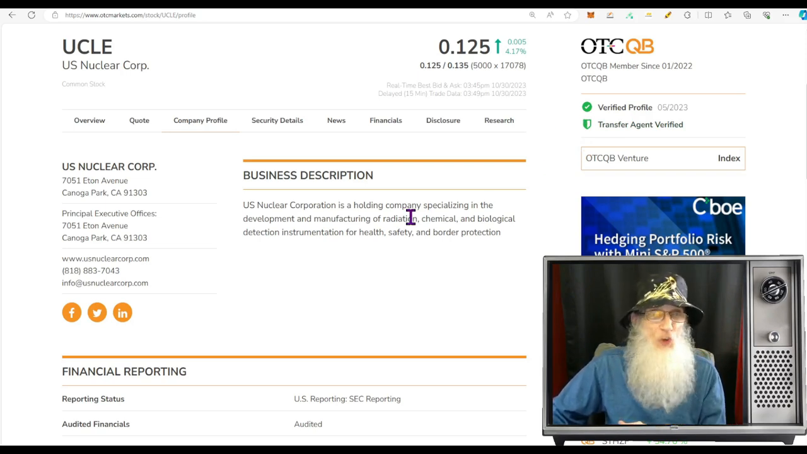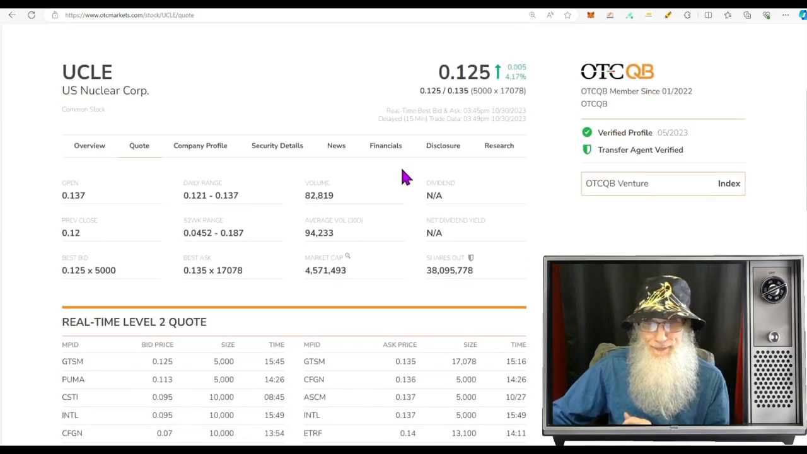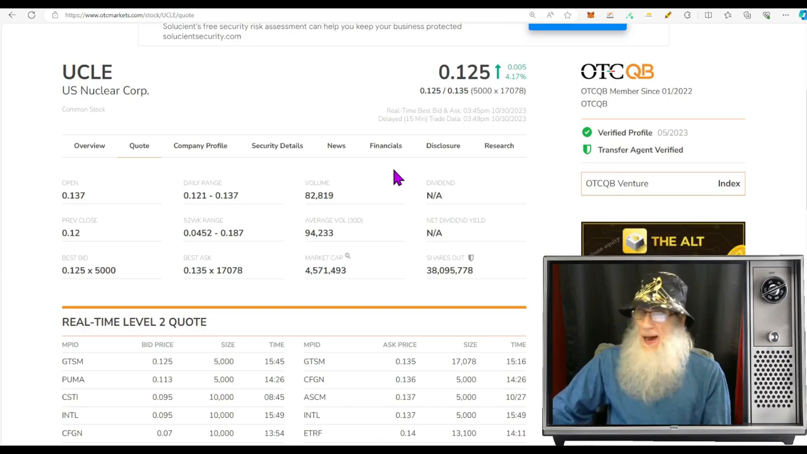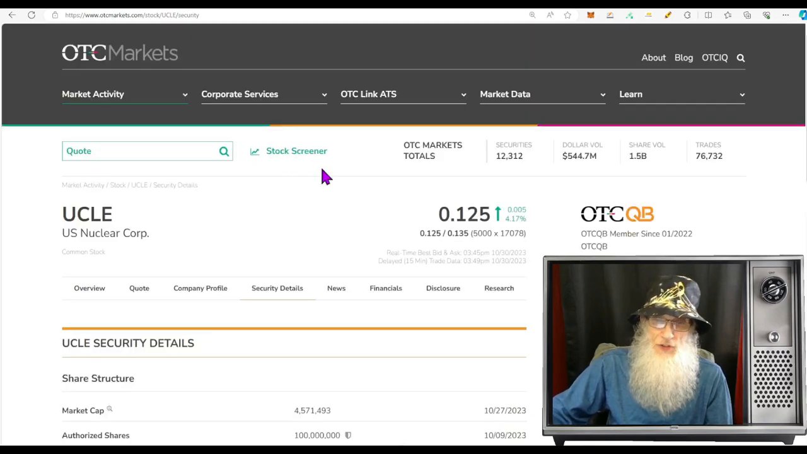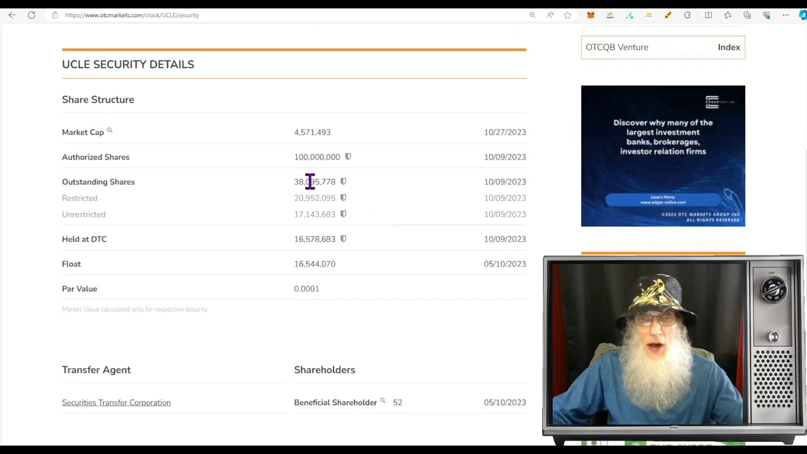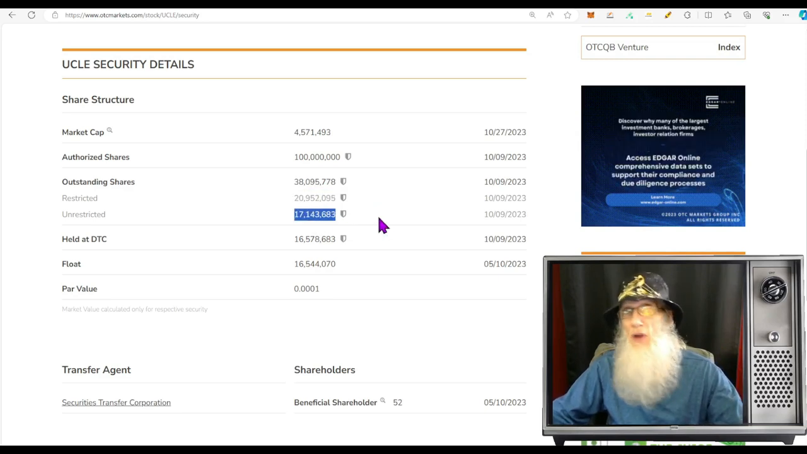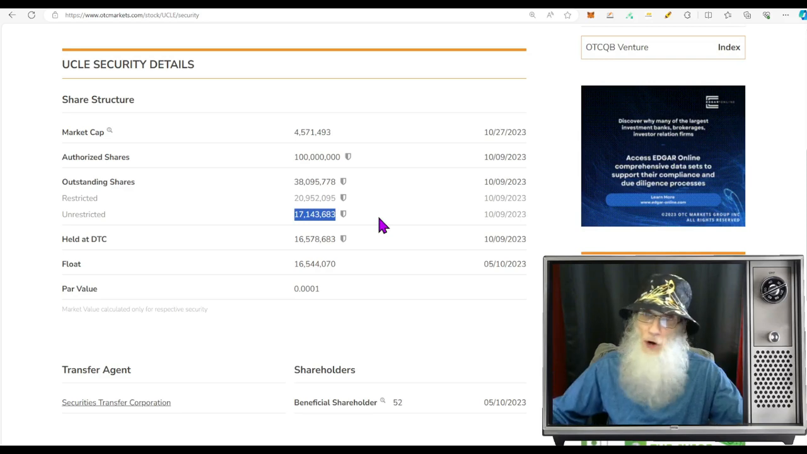So I've already told you what this company does. What was their relative volume today? Really? Okay, we're under 100,000 on her average and today, dropping from 94,000 to 82,000. Share structure for Uncle, that's not bad. Our outstanding share count is about 38 million. Insiders, if these numbers are correct, own about 21 million of them, leaving us with just over 17 million in the float, which isn't a bad float at all.